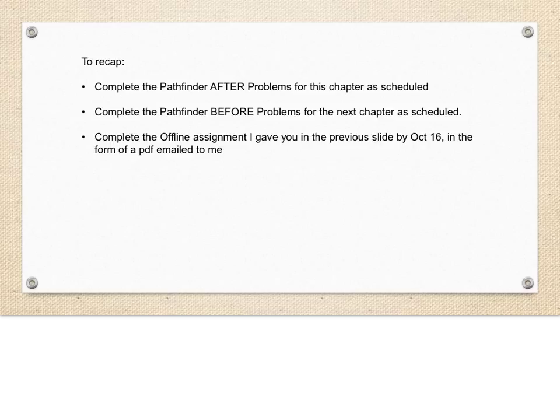So to recap your submittals, please complete the Pathfinder after problems for this chapter as scheduled. Also complete the Pathfinder before problems for the next chapter as scheduled. And complete the offline assignment I just gave you in the previous slide by October 16th in the form of a PDF emailed to me.